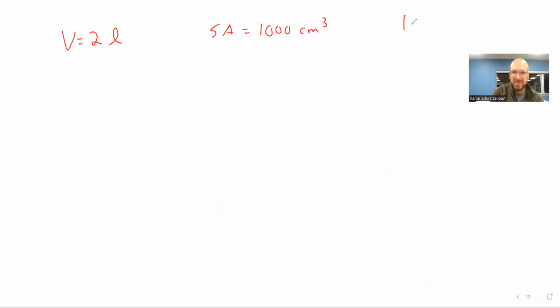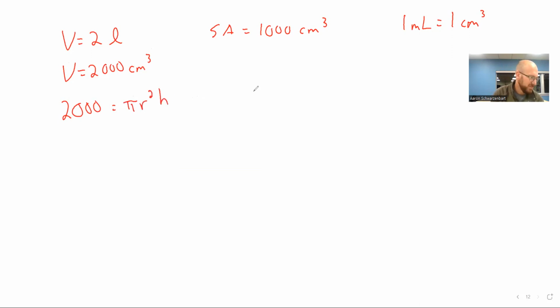You need to know this conversion for this. 1 milliliter equals 1 cubic centimeter. How about I write that correctly? So this is 2,000 milliliters or 2,000 centimeters cubed. 2 liters is 2,000 milliliters. Milli is 1,000th. So 2,000 equals, this is a cylinder, that's pi r squared h.